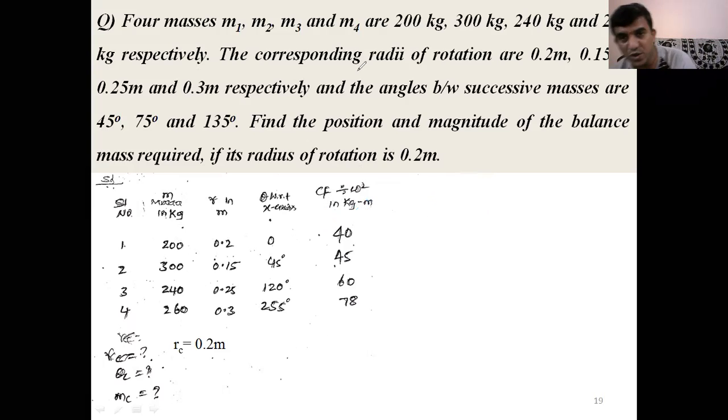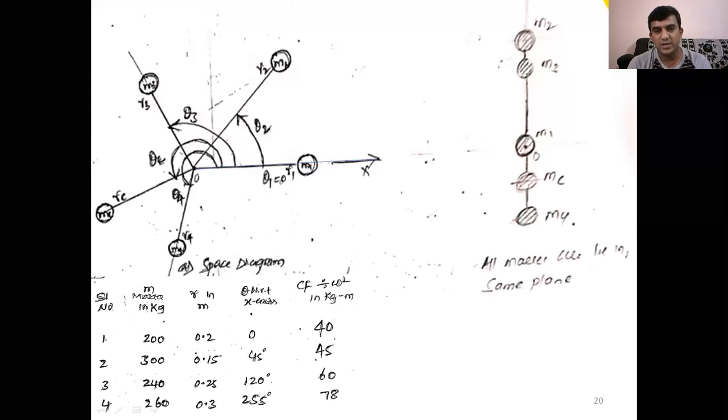After that, how do you solve this problem? Now, how do you know whether all the masses are rotating in the same plane or different planes? The plane location is not given. Several masses are there, but the plane location of each mass is not there. Then it will come under which category? The case number 3, balancing of several masses rotating in the same plane. Then first you draw the space diagram or a freehand sketch for the analytical method.